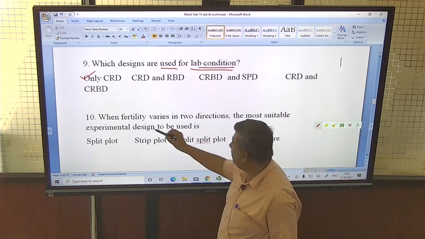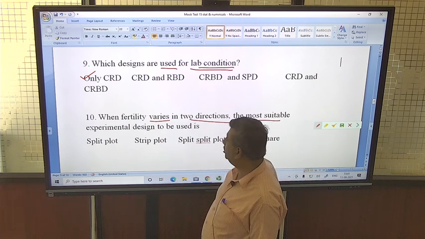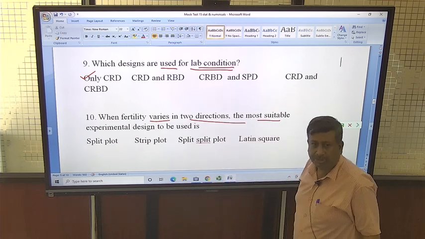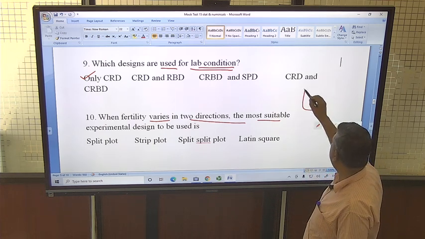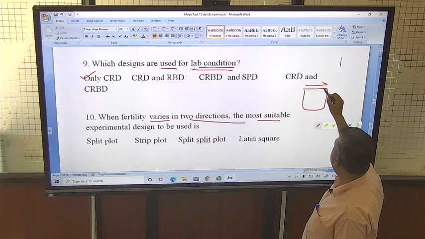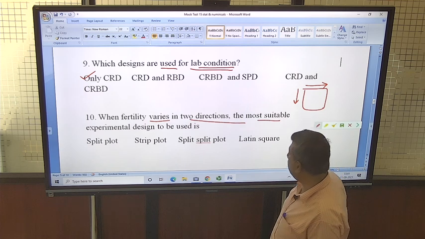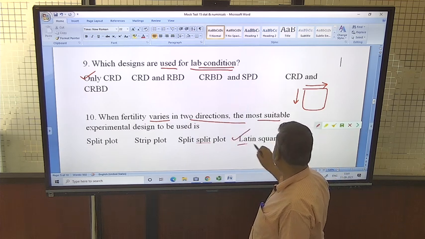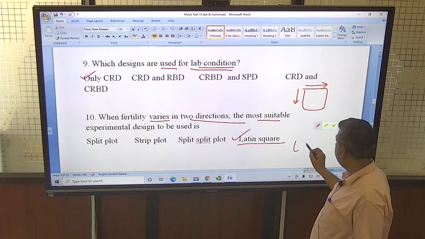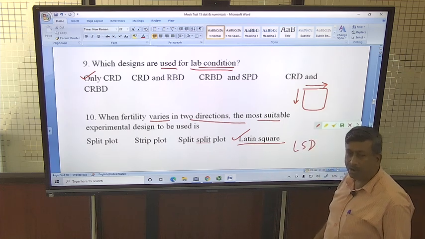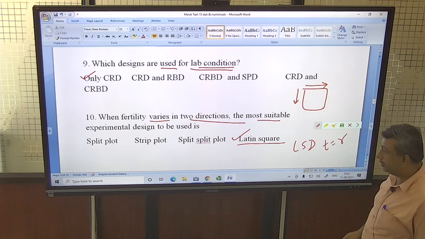When fertility varies in 2 directions, the most suitable experimental design to be used is. This is a very important question and generally asked in examinations. Suppose in this plot the fertility variation is in this direction and in this direction, both directions. Then the suitable design is Latin square design. We have discussed this design, LSD, Latin square design, where the number of treatments is equal to the number of replications.